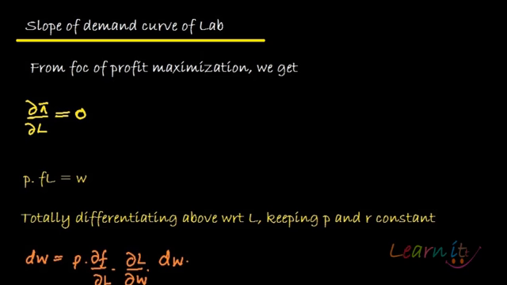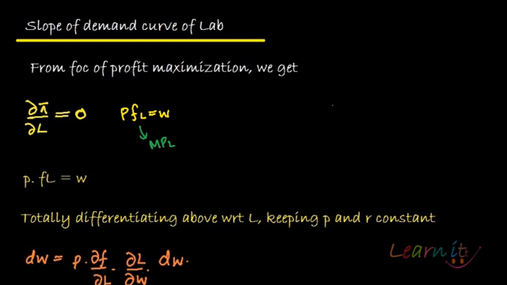We have seen from our earlier recording that the first order condition for profit maximization yields P F_L equals W. That is, the value of marginal product of labor is equal to the cost of labor, per unit cost of labor. So P F_L equals W. F_L is the marginal product of labor. P into F_L is the value of marginal product of labor. Well, you can write this expression as W equals P F_L.